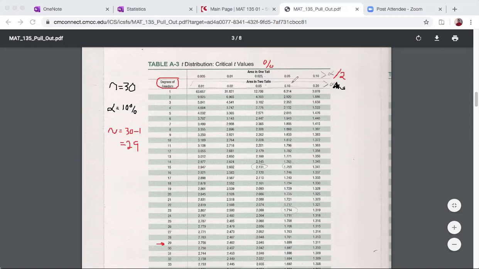Again, this is for confidence intervals. There's my 10%, and then I come down until I reach the 29 row, and my answer is 1.699. That is my critical value.